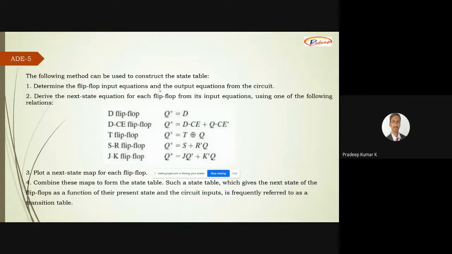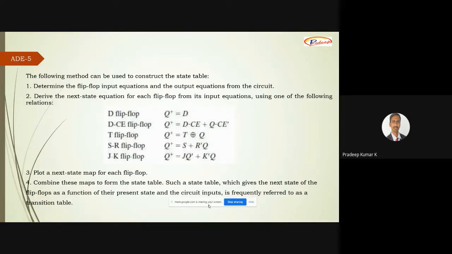Similarly, for the SR flip-flop, the characteristic equation goes like this: Q plus is equal to S plus R dash into Q. That will be the characteristic equation of the SR flip-flop. Similarly, for the JK flip-flop, Q plus depends upon J into Q dash plus K dash into Q. These are the directly available characteristic equations.